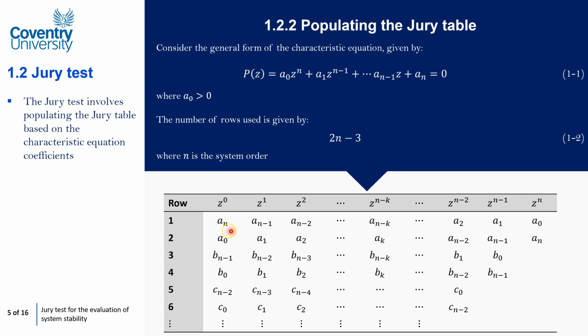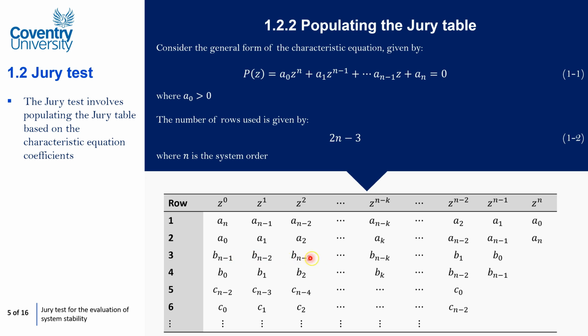This here, row 2, is effectively this row here, but flipped. So you've got A0, A1, A2, A3, and then A4. So A4, that, A3, that, A2, A1, A0. You then have these rows here, so row 3 and 4.